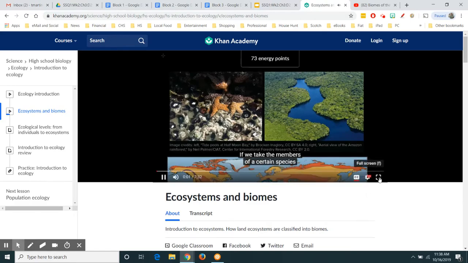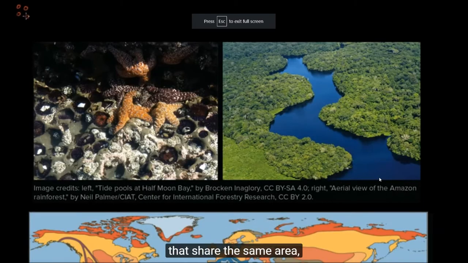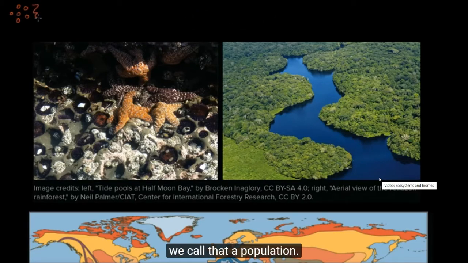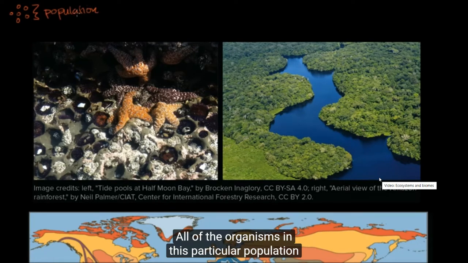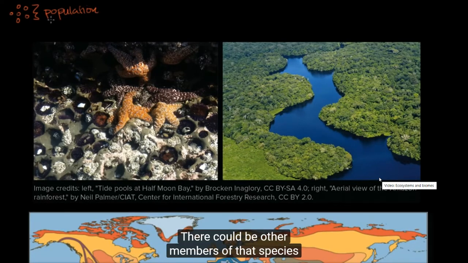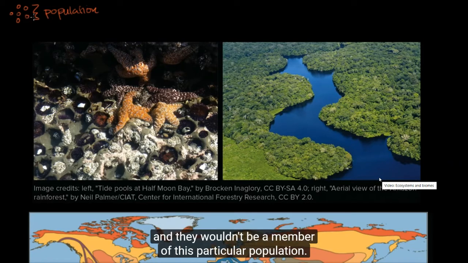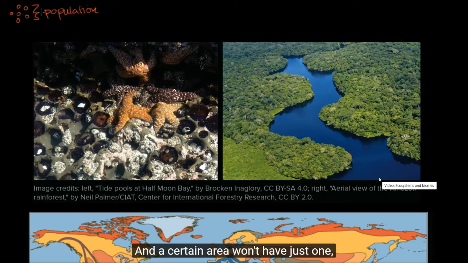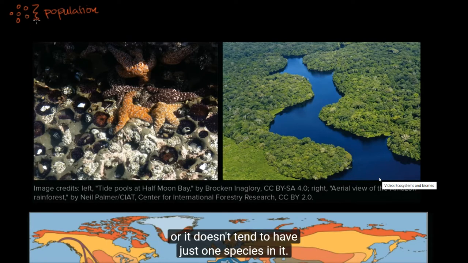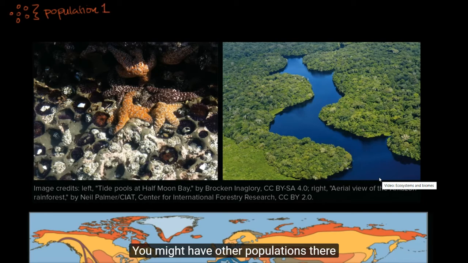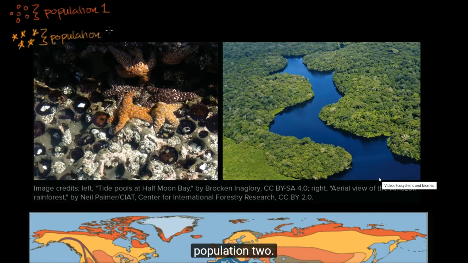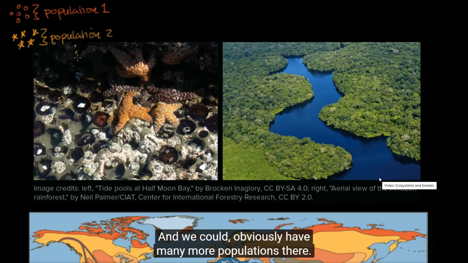Just as a bit of a review, if we take the members of a certain species that share the same area, we call that a population. All of the organisms in this particular population will be members of the same species. There could be other members of that species that aren't in that same area, and they wouldn't be a member of this particular population. A certain area doesn't tend to have just one species in it, so we could call this population 1. You might have other populations there of a different species. So this is another species right over here, all of them combined in the same area. We could call this population 2, and we could obviously have many more populations there.